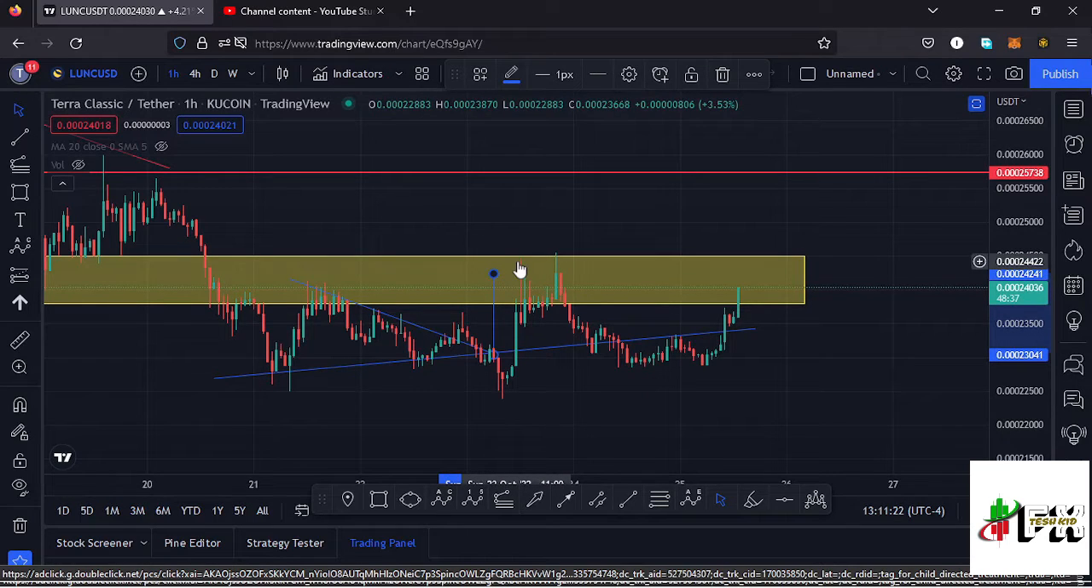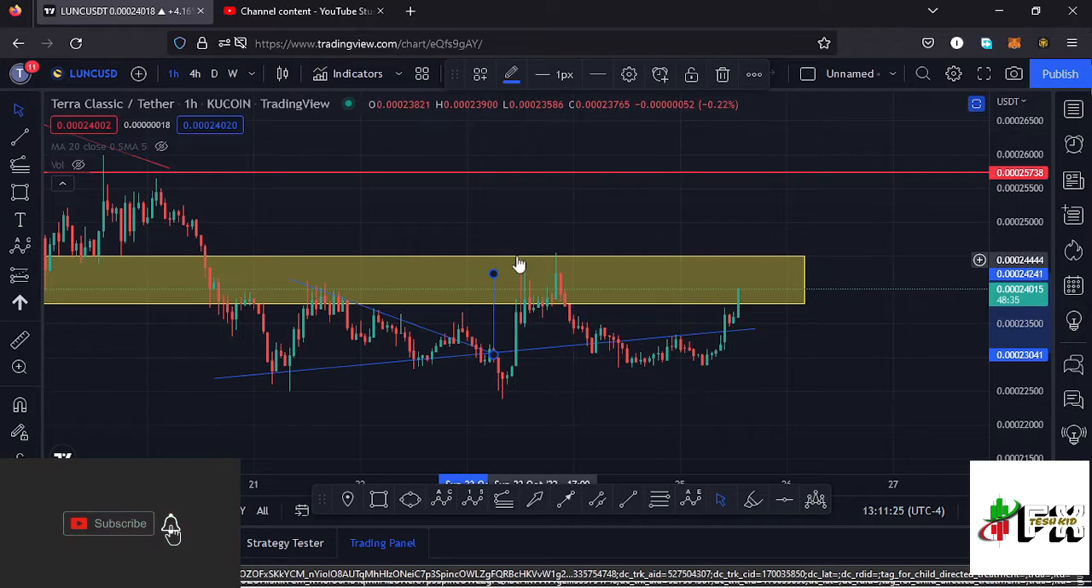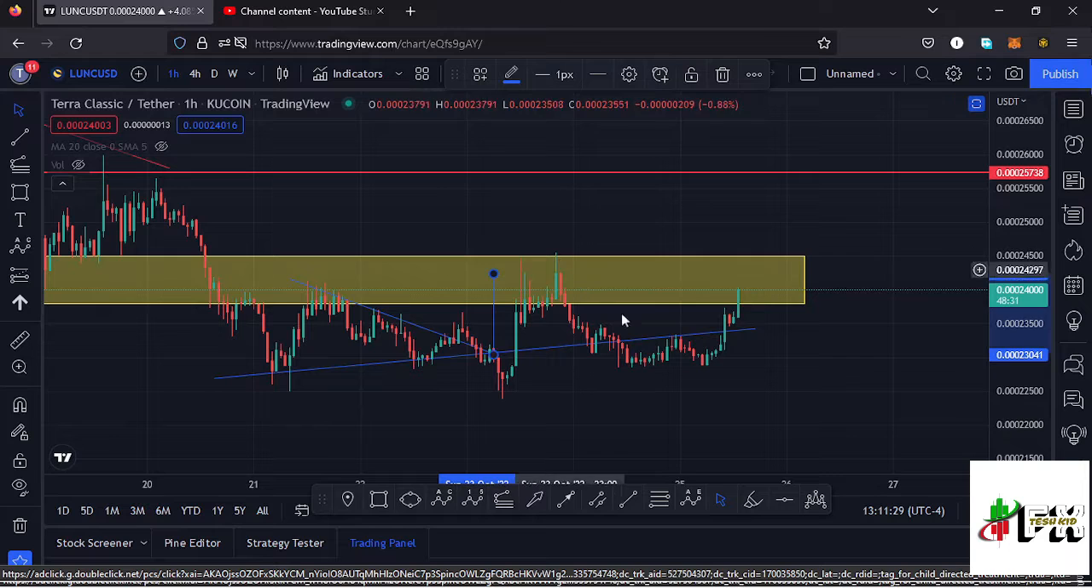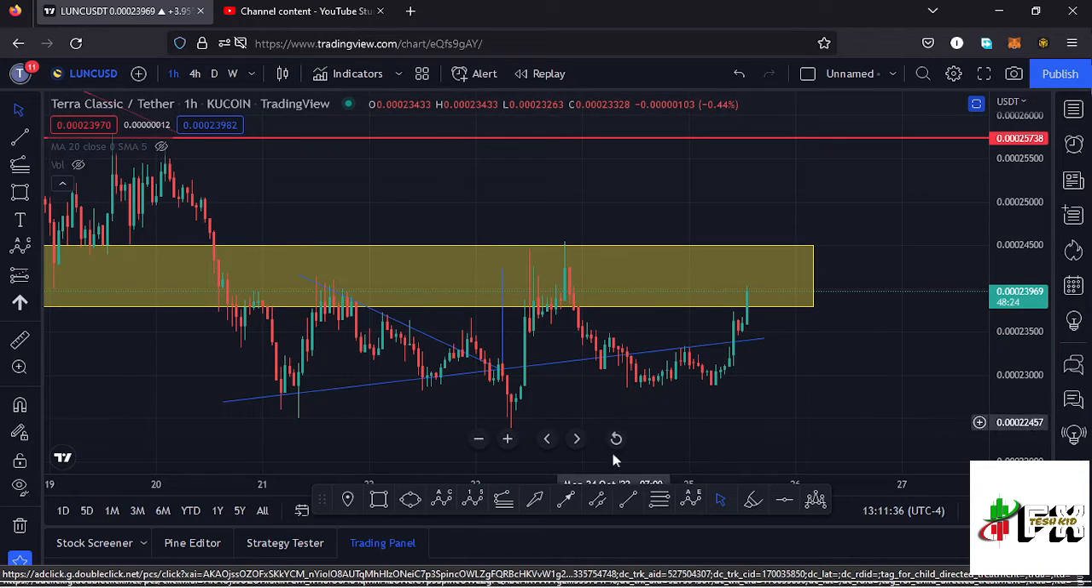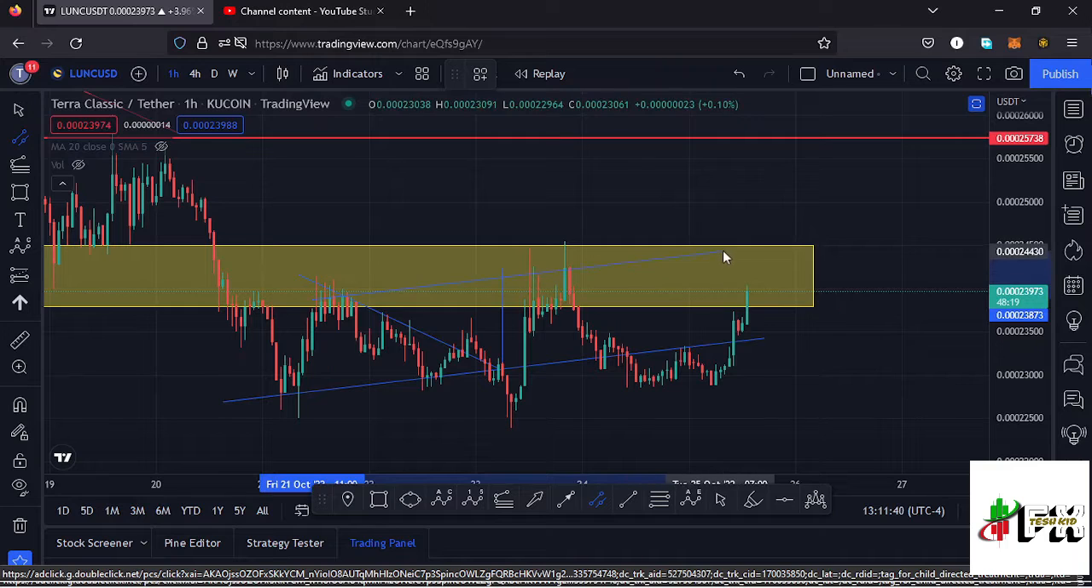And you can see we saw that breakout into this support line that we have down here, that is that key area of resistance. Then we have seen another massive pullback to the lower side, and within this movement also we have seen the formation of a channel. We are trading within a channel, and if I draw it out, we can have this as the upper side of the channel like that.